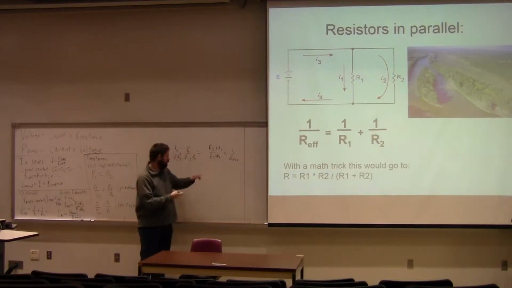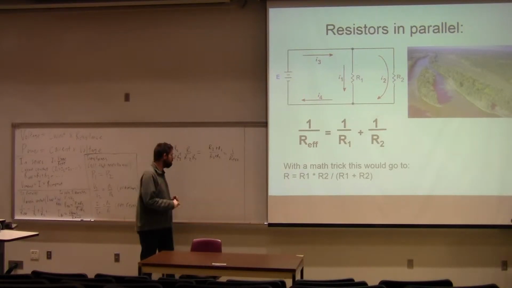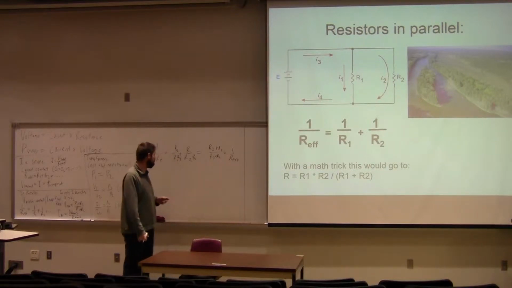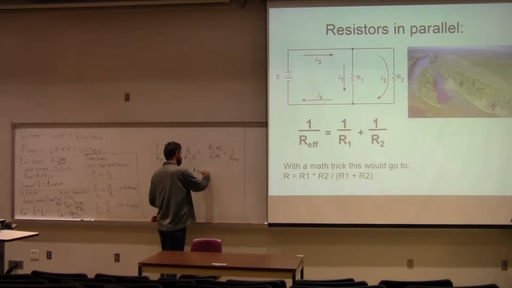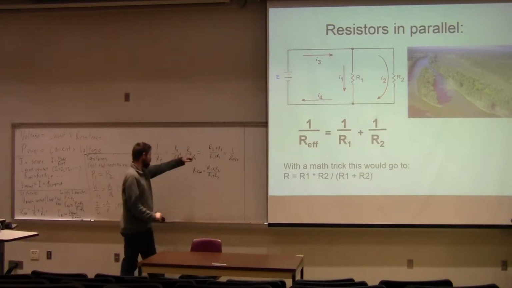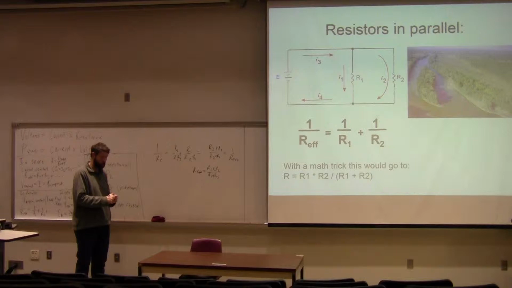Now, if I invert both sides, you can do the same math. You can do whatever math you want, just as long as you do it equally to all sides. Math is the most politically correct thing in the universe. Okay, that gives me R effective equals R1 times R2 divided by R1 plus R2. In fact, this is a math trick that works not just in this case, but there's a lot of other cases in physics where this works as well.